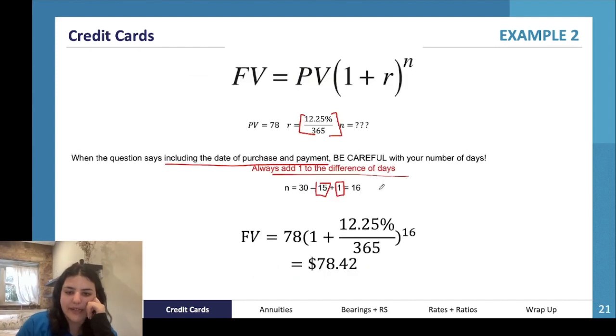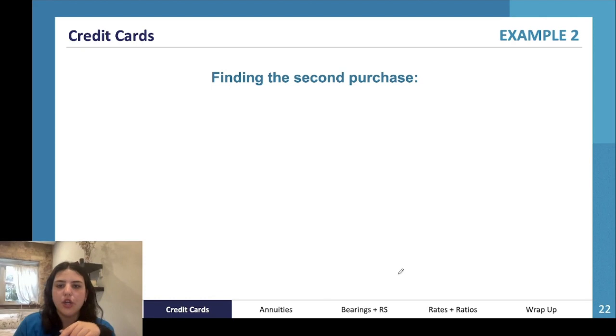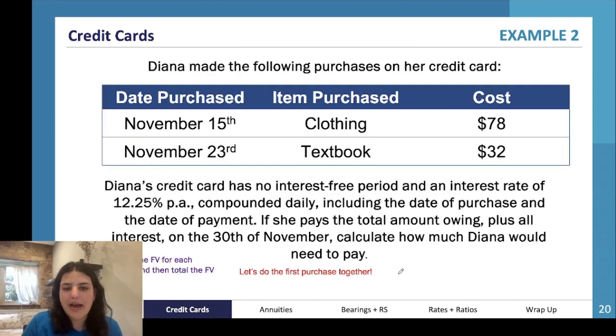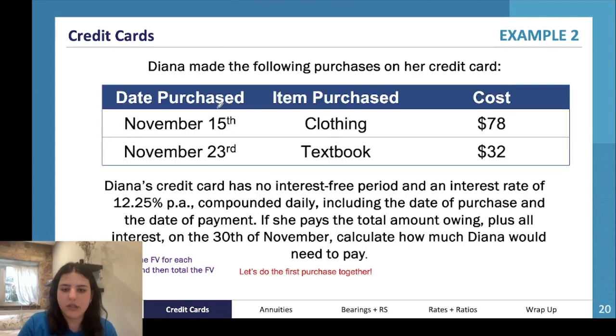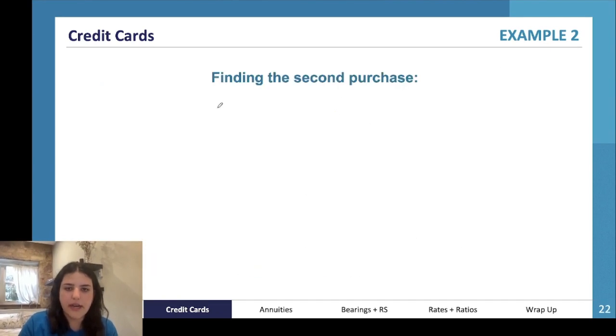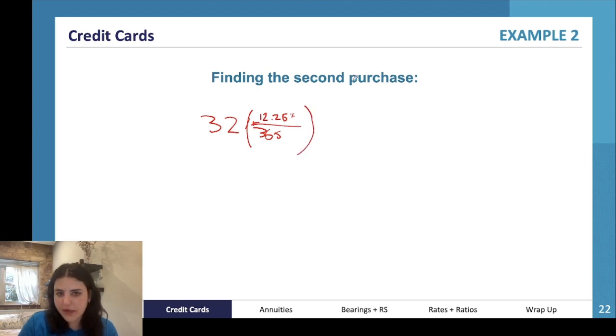So we've got our payment here, $78, and then our interest rate and 16 days is $78.42 owing on that clothing item by the end of the month. So now we're going to find the second purchase. We have the purchase of a textbook on the 23rd, and it was $32. Okay, so we've got $32, 12.25% over 365. I'll just pretend I did the 1 plus there. And it was on the 23rd to the 30th, so that's going to be 8 days.